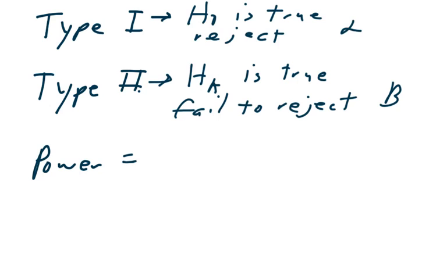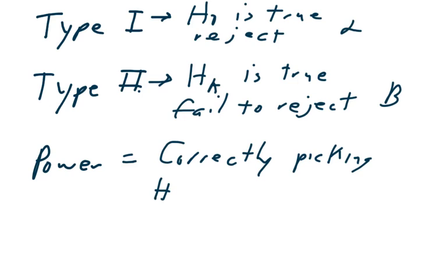And power is the probability of correctly rejecting the null hypothesis. What is the percentage? And it is 1 minus beta. So that is the type 1 and type 2 errors and the power, and we're going to see how to increase power in a few different examples.